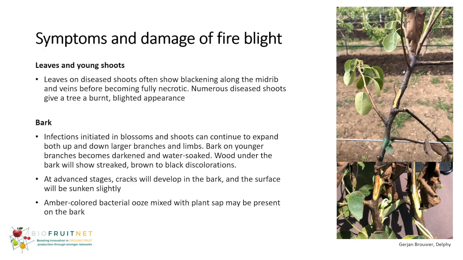The bark infections initiated in blossoms and shoots can continue to expand both up and down larger branches and limbs. Bark on younger branches becomes darkened and water-soaked. Wood under the bark will show streaked brown to black discolorations. At advanced stages, cracks will develop in the bark and the surface will be slightly sunken. There can also form an amber-colored bacterial ooze, which is mixed with plant sap, and this can be present on the bark and infect other shoots.